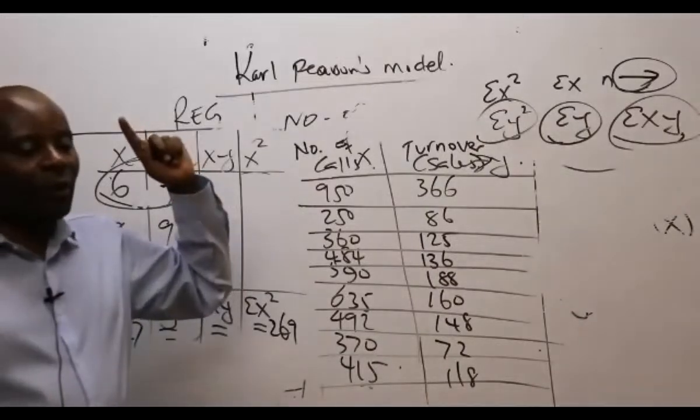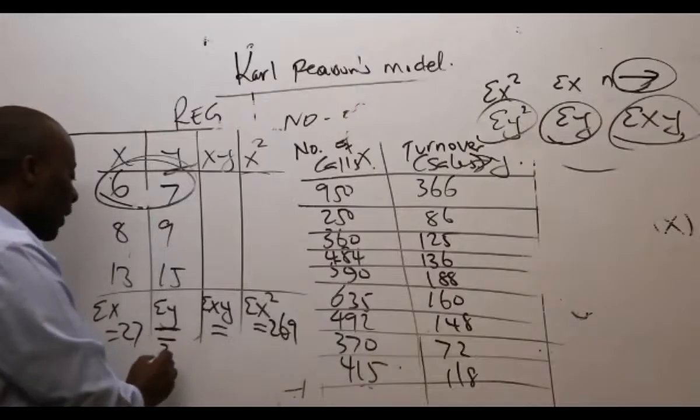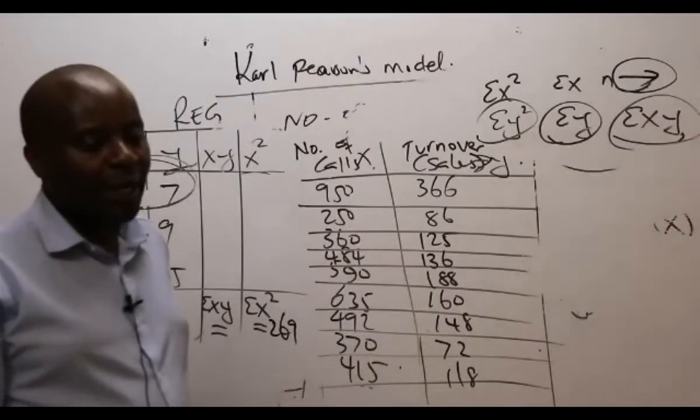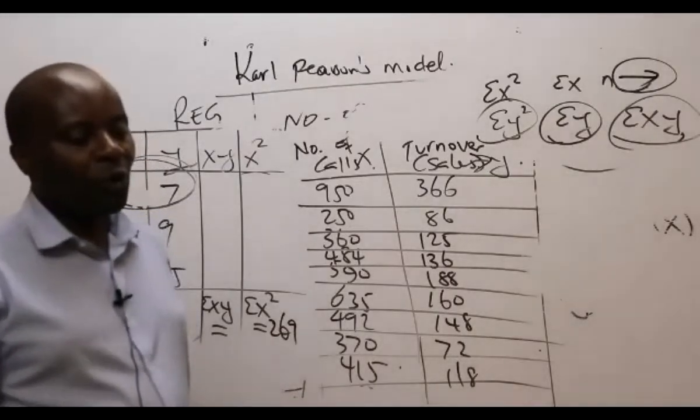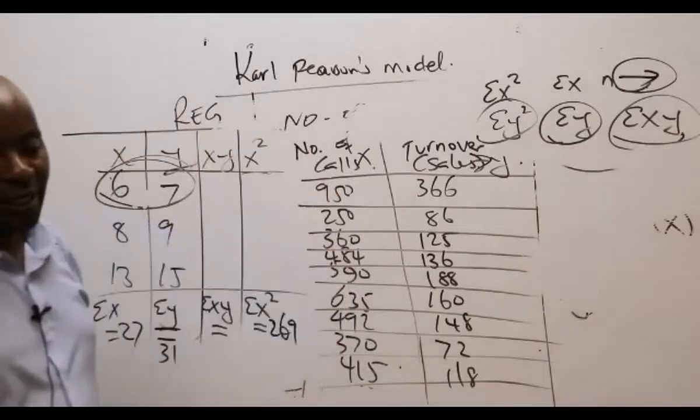Robert tells me, Mwalimu, sum of y is 31. Is there anybody who can confirm for sure that sum of y is 31? Someone else. Lillian has confirmed. Lillian is a good student.